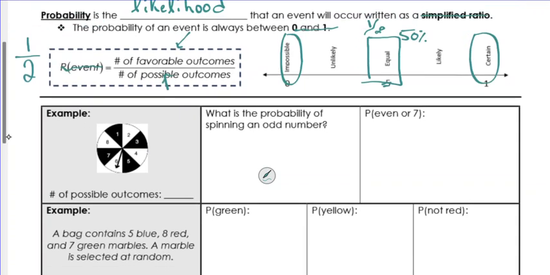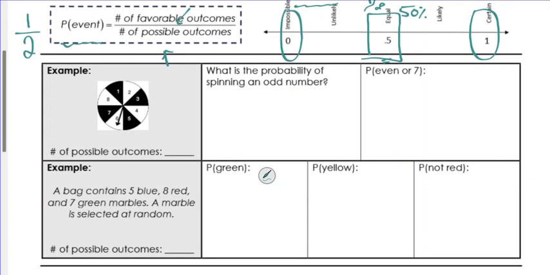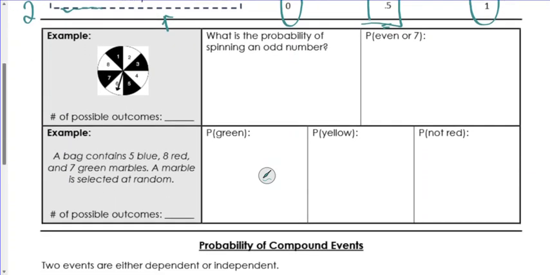Alright, so looking at this spinner, we have a spinner with 8 sections on it. The number of possible outcomes is 8. It can land on any of those sections, and it's equally likely that it lands on any of them. We want to know what is the probability of spinning an odd number. So first, let's just identify the odd numbers. 1, 3, 5, 7. So we have 4 odd numbers. Those are my favorable outcomes. That's the possible things that I'm looking for there, out of 8, which is all the possible outcomes.